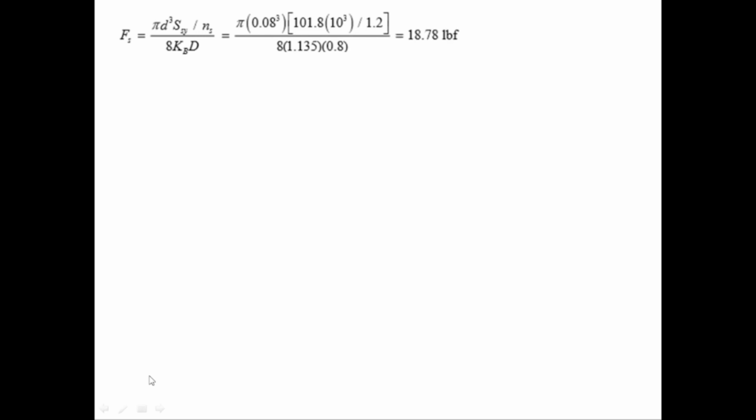Now let's find the value of K so that we can find Ls. Then from the equation F is equal to Kx, L naught will be equal to Fs divided by K plus Ls. For the K, we need to have the value of G, which can be found from the table, and d is equal to 0.08 inches. D is 0.8 and N is 7.